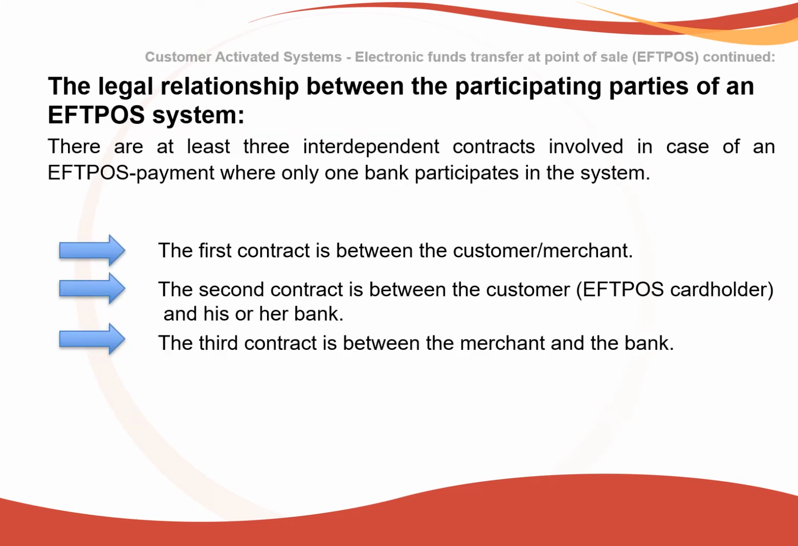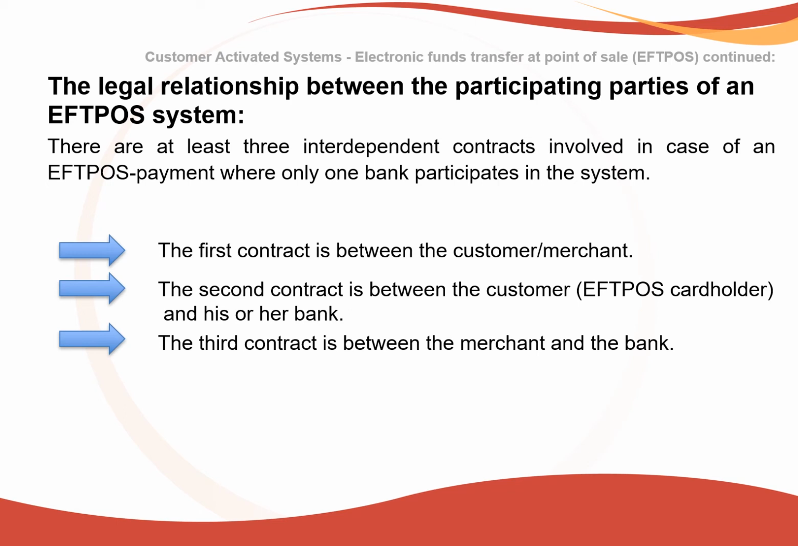We will now look at the legal relationship between the participating parties of an EFTPOS system. There are at least 3 interdependent contracts involved in the case of an EFTPOS payment where only one bank participates in the system. The first contract is between the customer and the merchant. There are 2 elements to this contract. There is the element of sale of an item, and an equally important element is that the merchant will accept a properly validated EFTPOS card as payment of the customer's obligation.